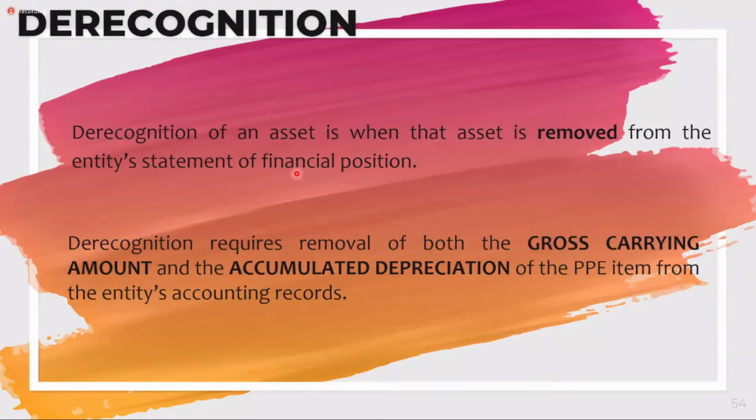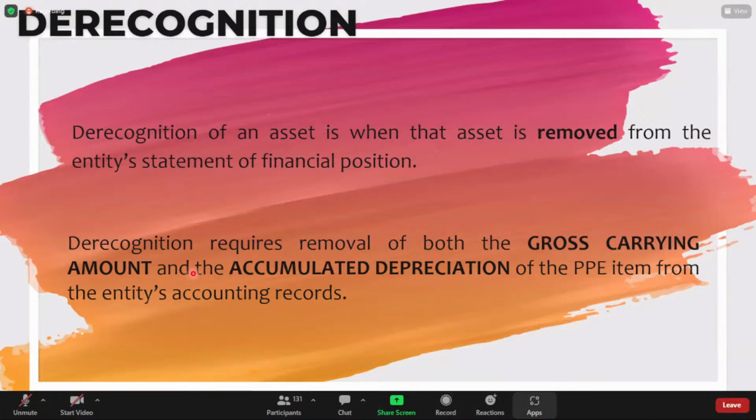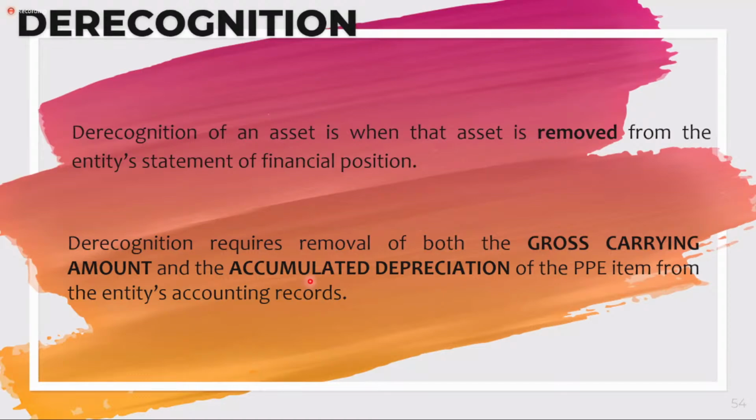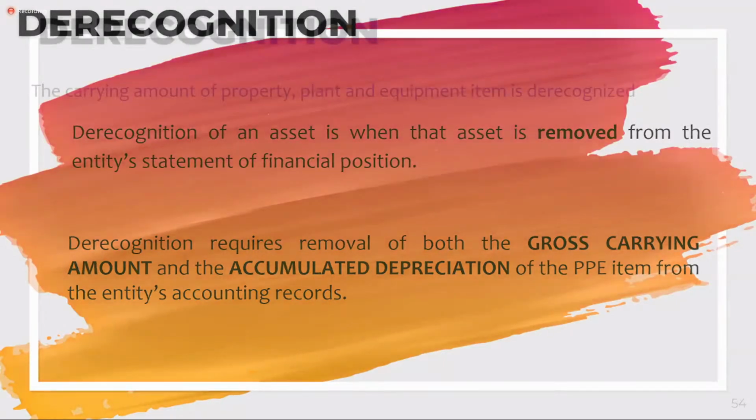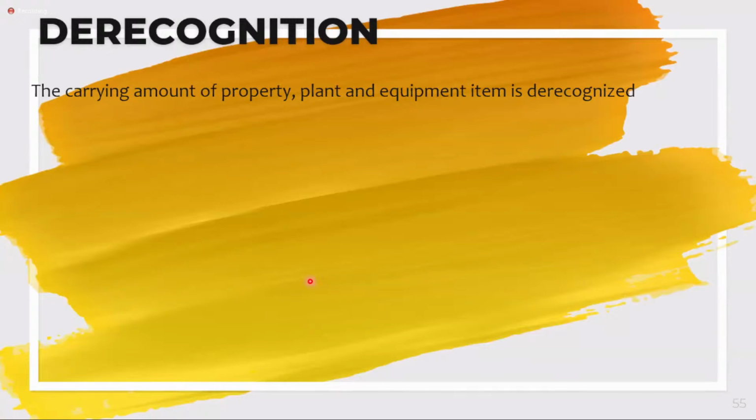Point number 2: when the derecognition or the disposition occurs, it requires removal of both the gross carrying amount and the accumulated depreciation of the PPE item from the entity's accounting records, from the books. So there are 2 compulsory items that we need to remove from the books: the gross carrying amount of the PPE and the accumulated depreciation of the PPE, property, plant, and equipment. So there are 2 derecognition criteria.